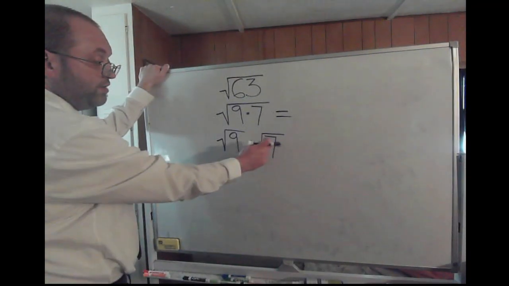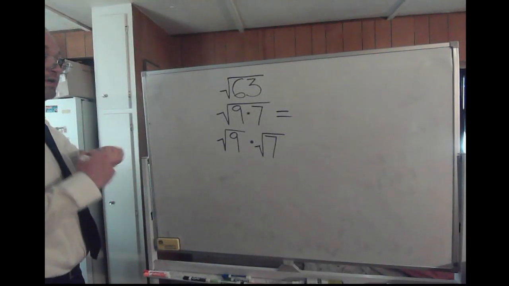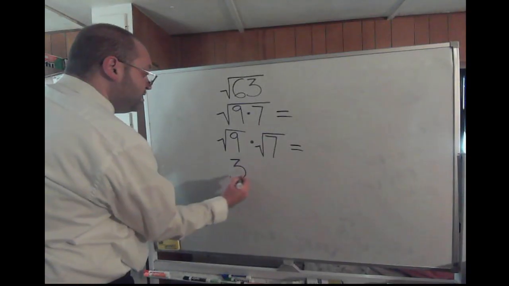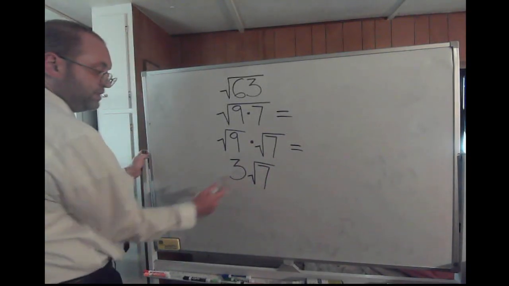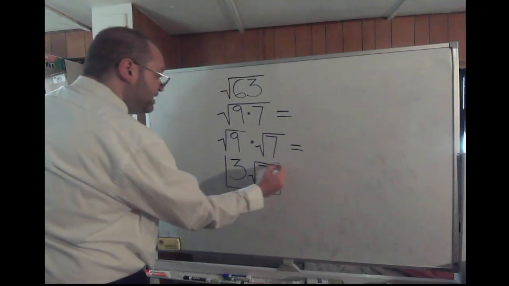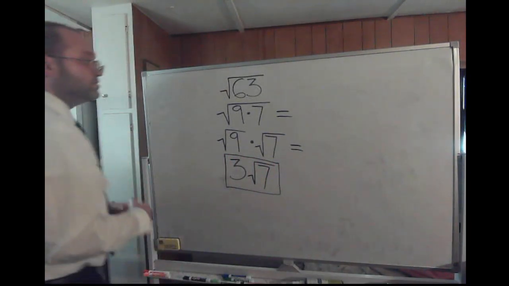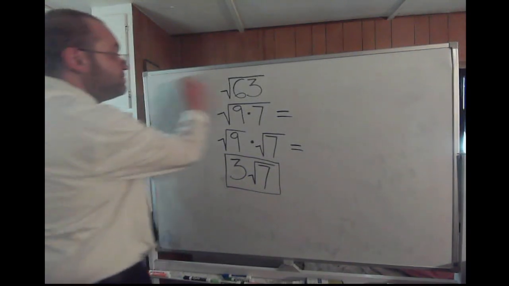Well, there's no square root of 7, but there is a square root of 9. There is a perfect square root of 9. The square root of 9 is 3. So you'll have 3 times the square root of 7. And that's really all we can do with it. Without breaking out decimals, the square root of 63 turns into 3 times the square root of 7.